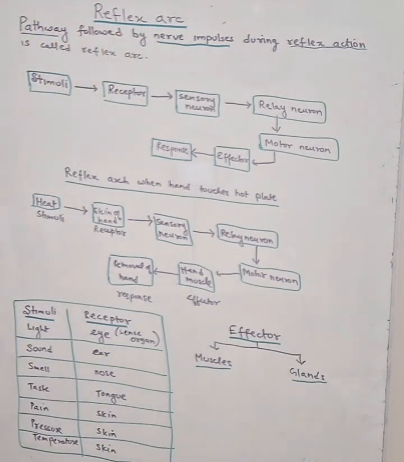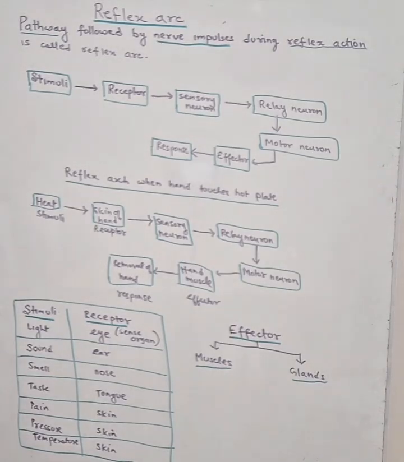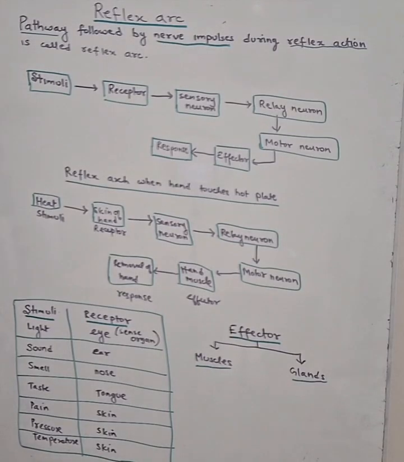So let us understand with a very simple example what we are trying to understand here about the reflex arc and reflex action. For example, if a hand touches a hot pan, then what happens? Automatically we remove our hand. This overall situation is called reflex action. And the pathway that nerve impulses use in order for this reflex action to happen is called the reflex arc.